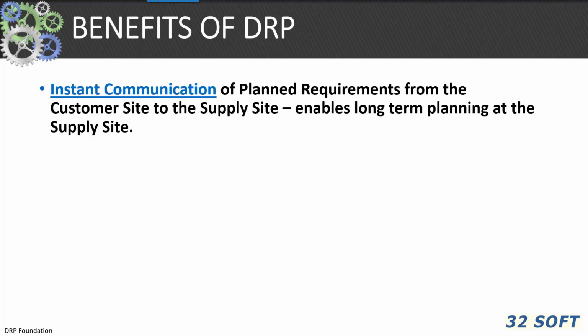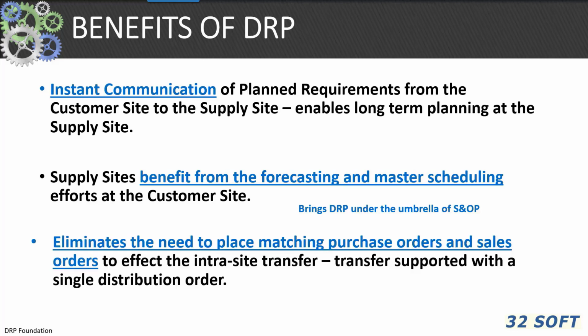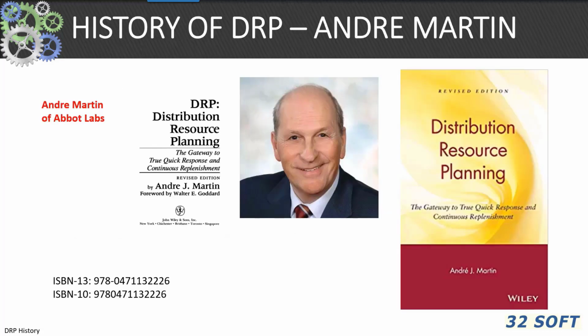DRP benefits the organization by affording instant communication. It benefits the supply sites by driving demand and the forecasting of master scheduling efforts at customer sites. This brings QAD into the umbrella of sales and operations plans that we talked about last month at the West Coast user group. And as we said, DRP eliminates the need of matching purchase orders and sales orders to affect Intersite requests. These are all handled now by distribution.